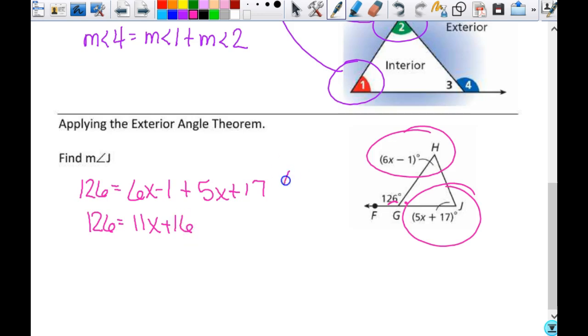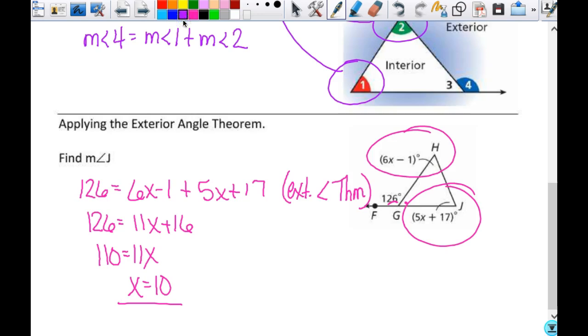And I should have put over here, this is the exterior angle theorem. Let's see, 11x plus 16. Which means that 110 is equal to 11x, so x equals 10. Okay? Am I done? No, because it asks me for angle J, so I'm going to make sure that I plug it back into the correct thing here. So this is going to be 5 times 10 plus 17. So the measure of angle J equals what? 67 degrees.